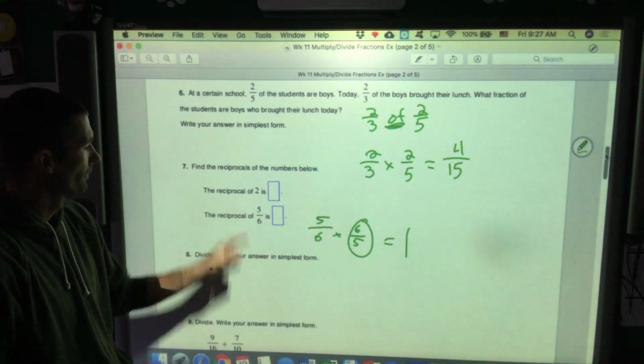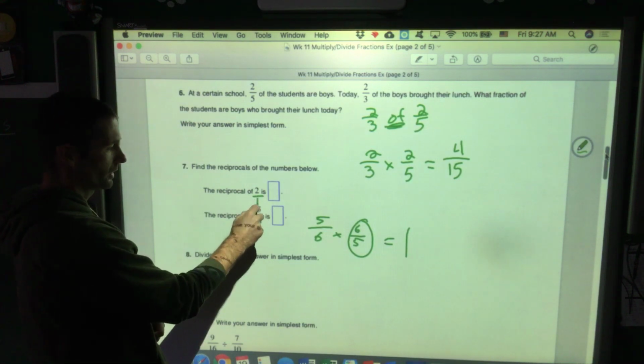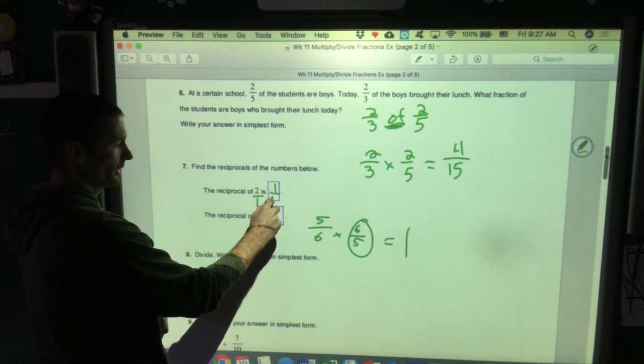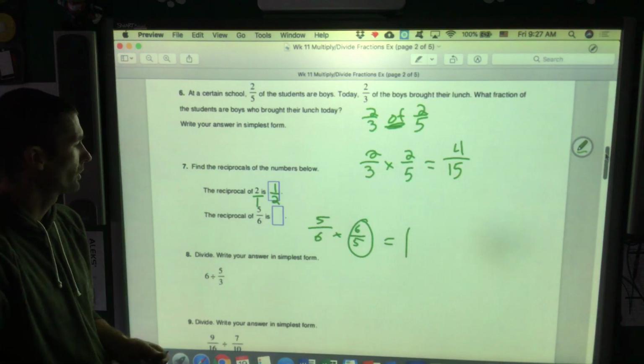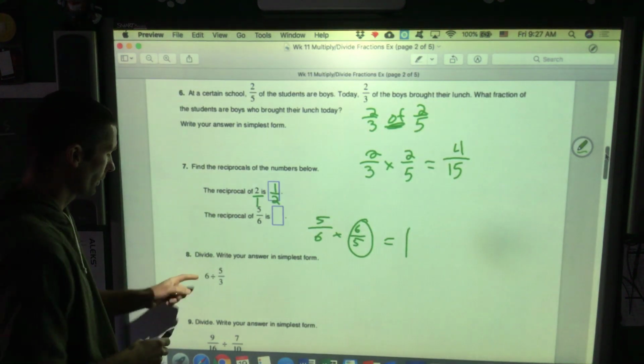So we flip them. We can't just flip a 2. 2 we've already said is the same as 2 over 1. So the reciprocal of that is 1/2. 1 over 2. Flip it.